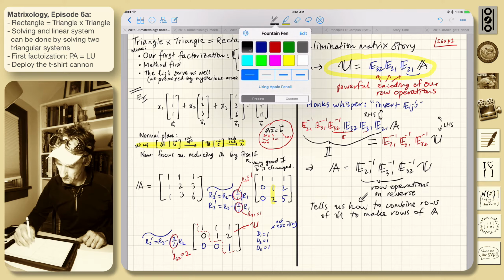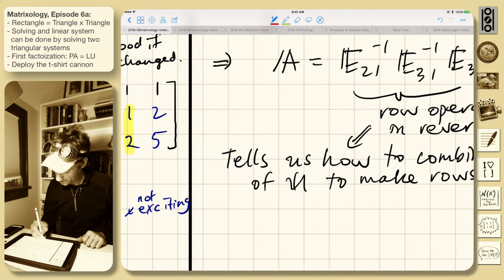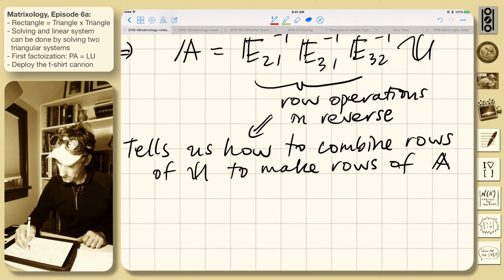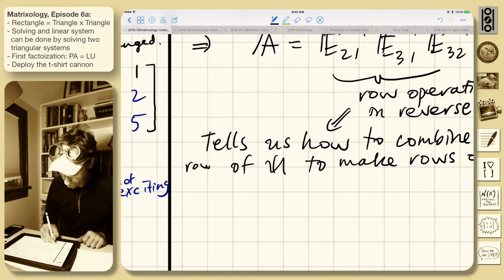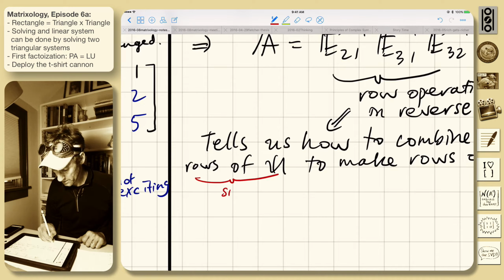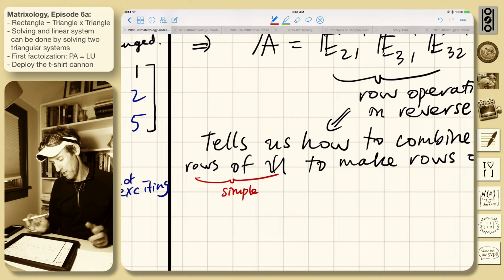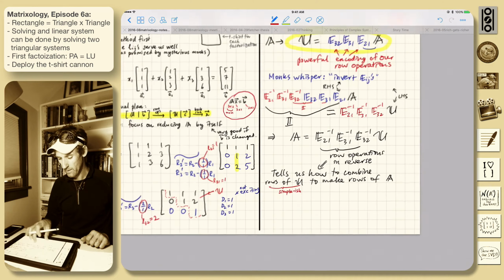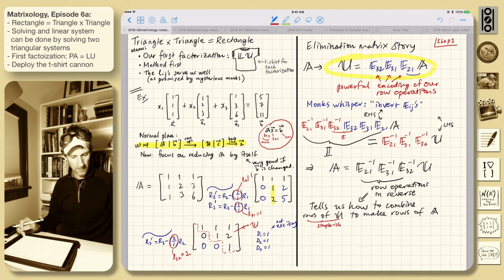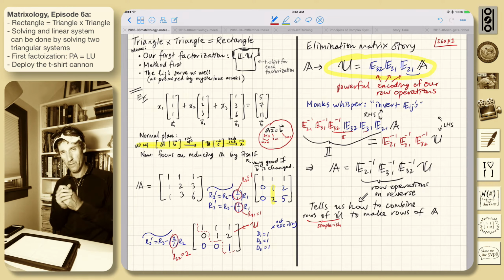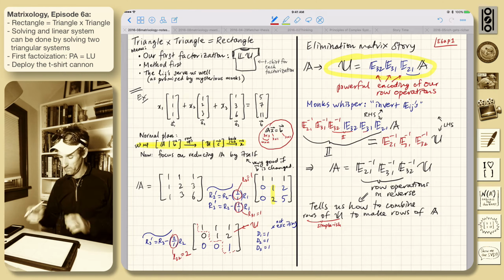And the rows of U, let me just sort of accentuate that. I'm going to move this over here. So I'm going to highlight it. So rows of U, these are simple-ish, right? They're simple-ish to make these rows of A. All right, well, we haven't seen this yet, but these things are going to combine themselves. All right, so we will see.